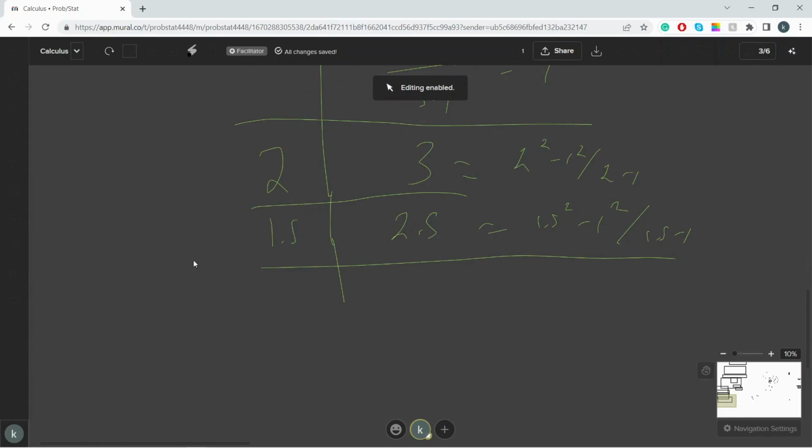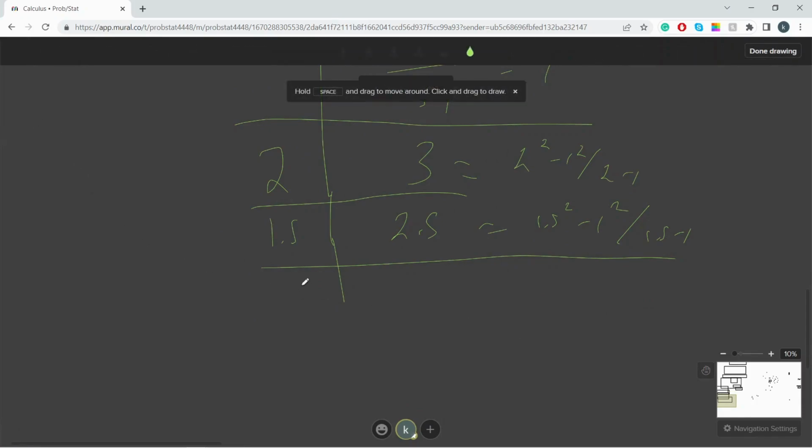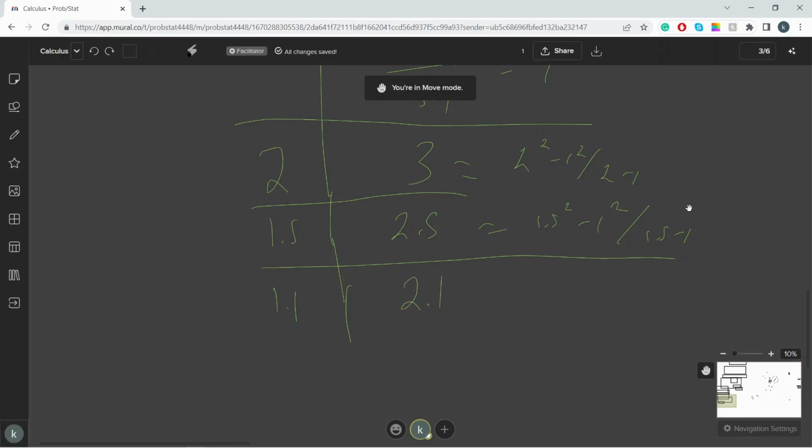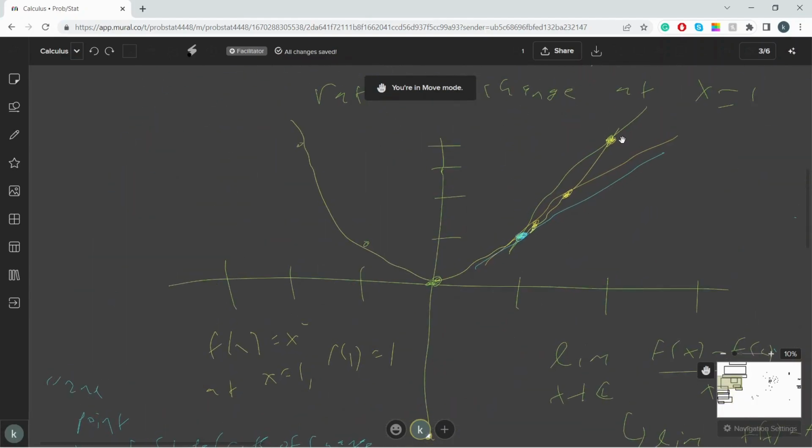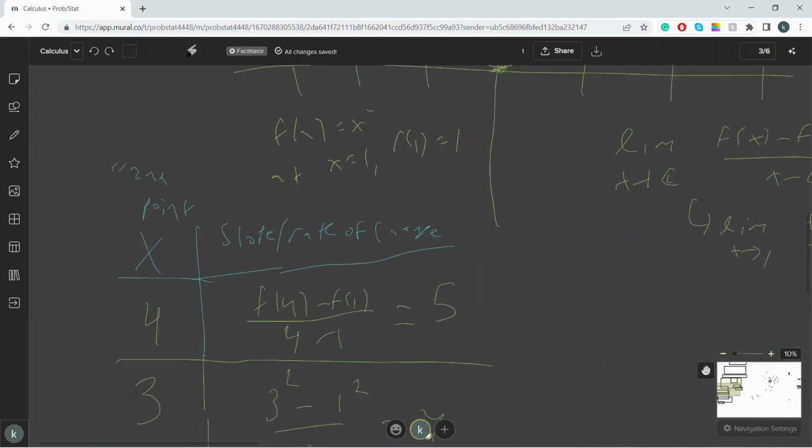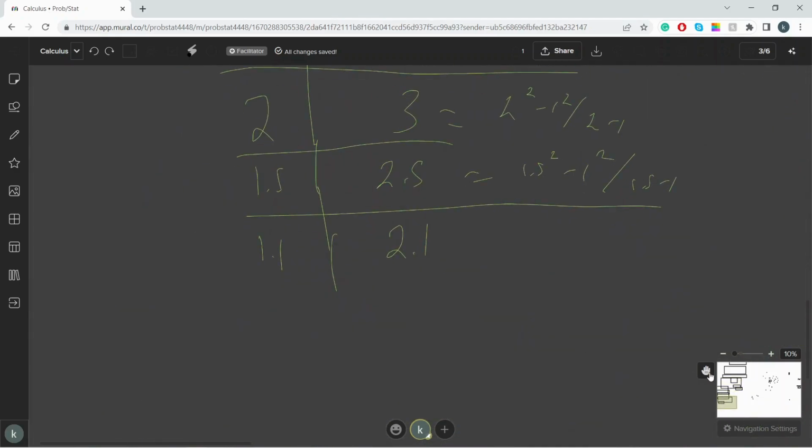Okay, so 1.5 is getting close to 1. So let's get even closer and see what this instantaneous rate of change is approaching. So we have 1.1, which is cutting it pretty close, and the value of the slope here is 2.1. So what does that correspond to? It corresponds to this yellow point moving really, really close, and we're taking the slope of the line that goes through this blue point and this increasingly closer yellow point. So the slope using x equals 1.1 as the second point is 2.1.